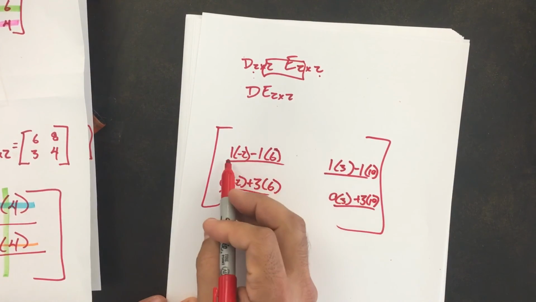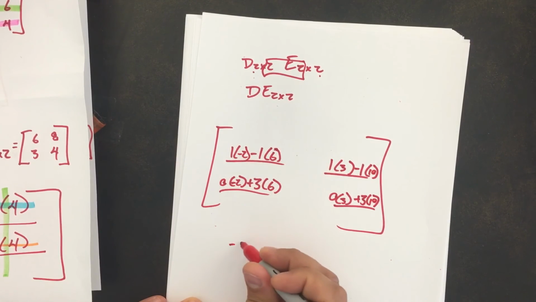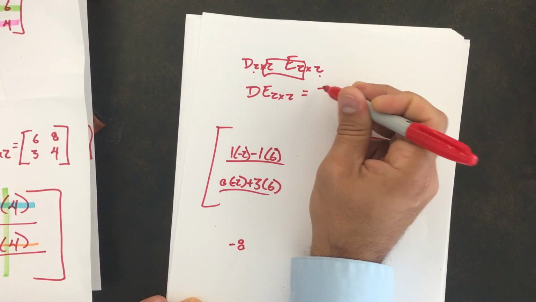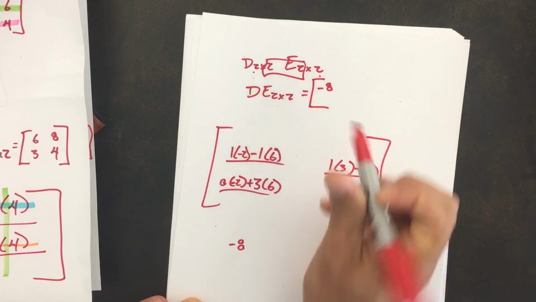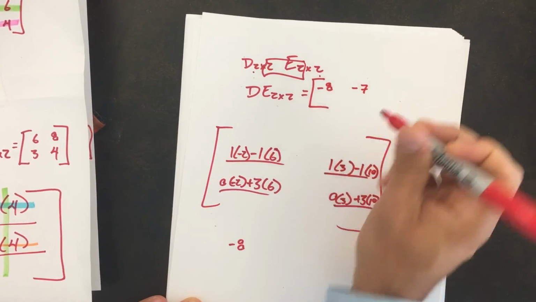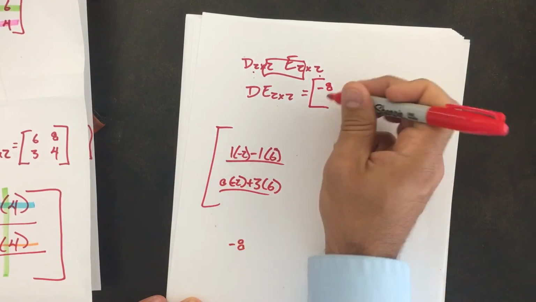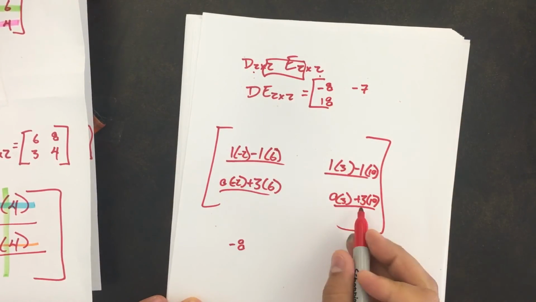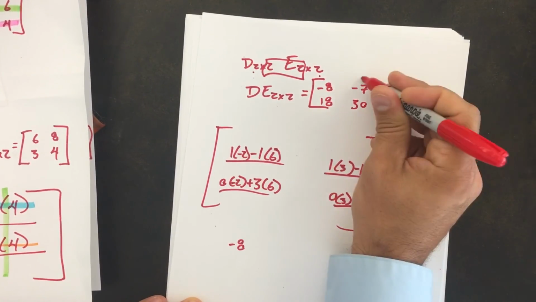I'm going to do that multiplication. Negative 2 minus 6 is negative 8. I'm going to put it up here. 3 minus 10 is negative 7. 0 plus 18 is 18. 0 plus 30 is 30. So that's the final matrix.